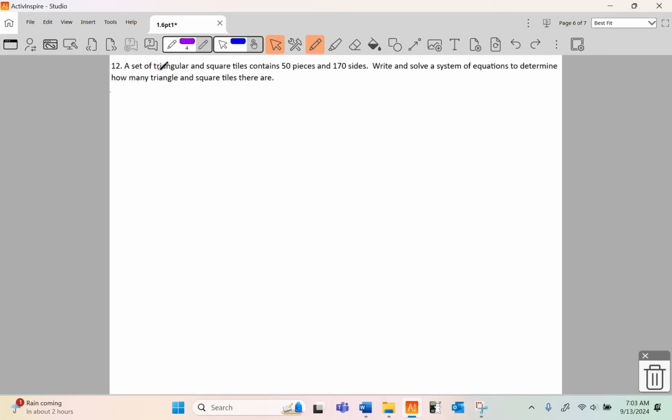Last one. Triangular and square tiles contain 50 pieces and 170 sides. So we got some triangles and some square tiles, and together there's 50 of them. T plus S is 50. Now we talk about 170 sides.